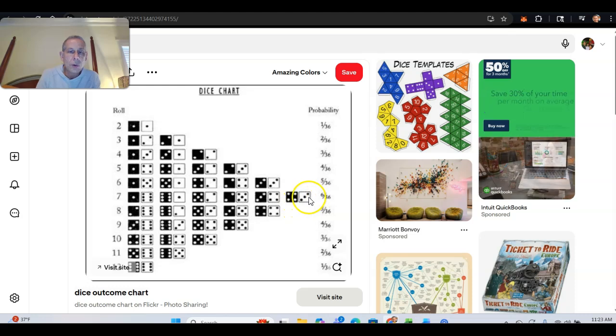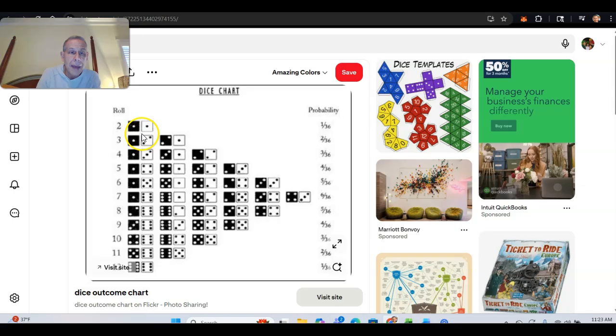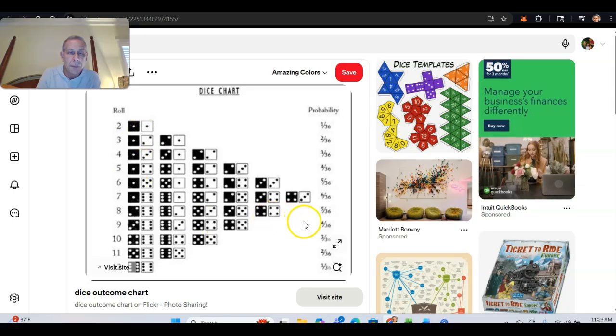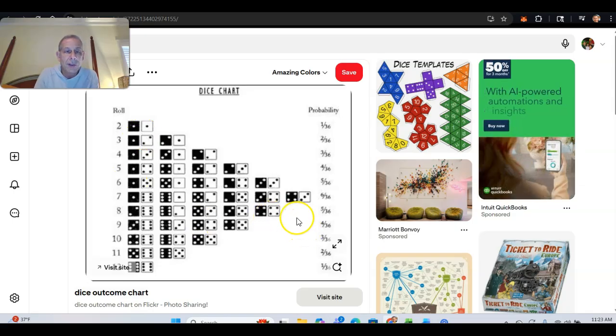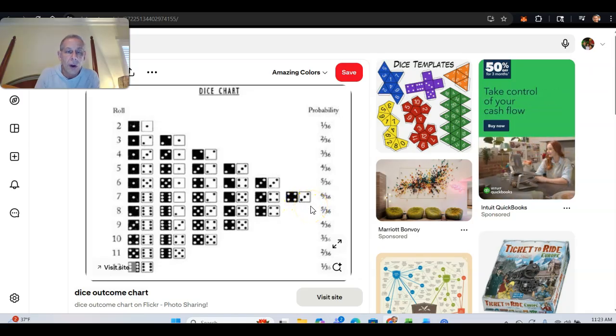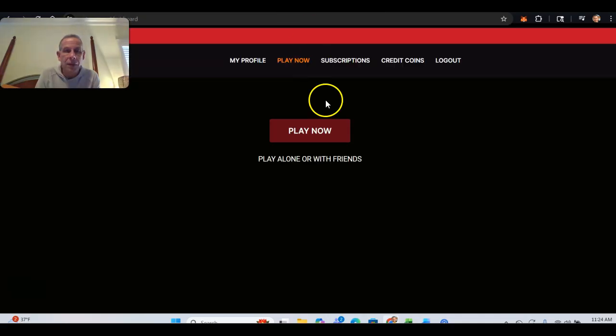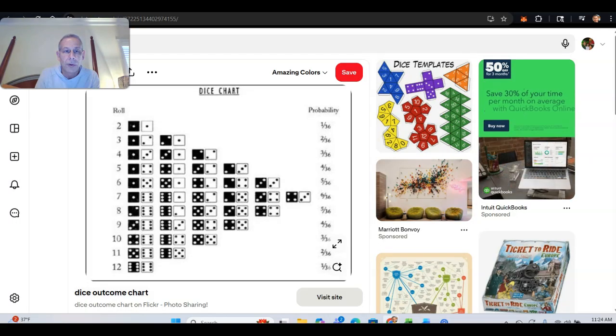We use the probabilities based on the amount of combinations for those numbers to create strategies that are either what we call light side or dark side or hybrid. What does that mean?